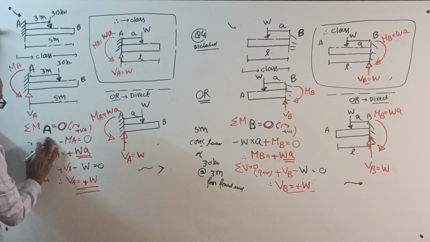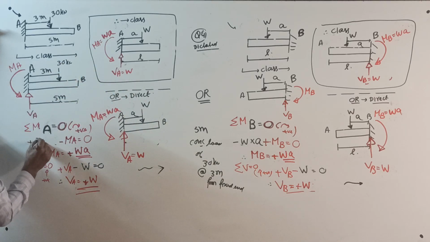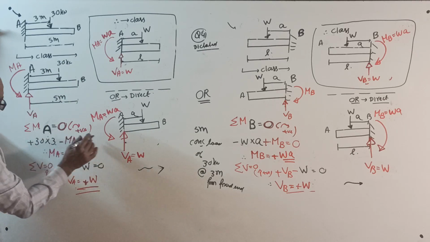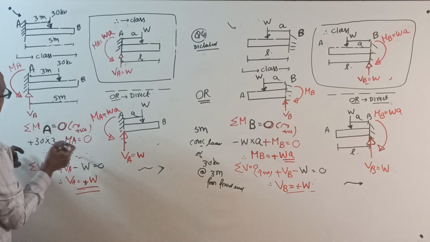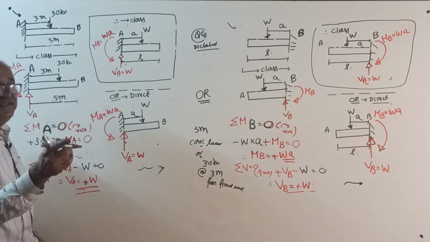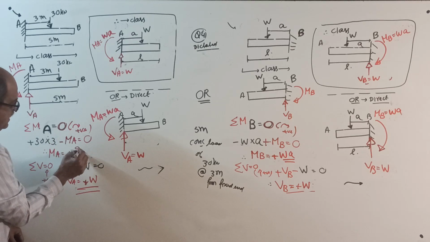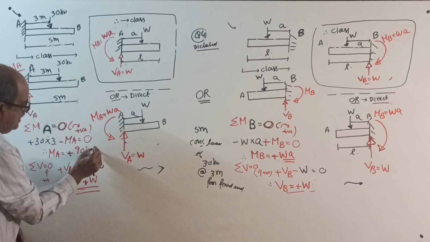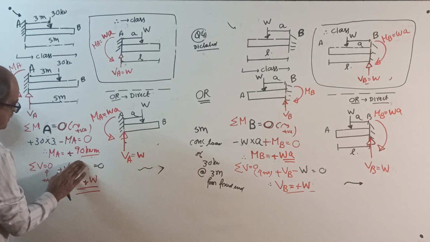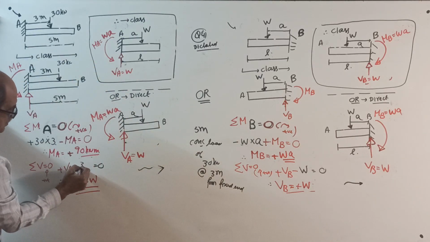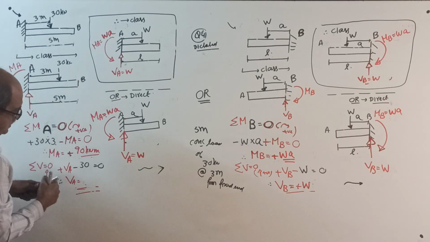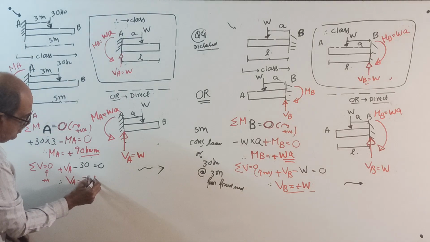Plus 30 into 3. Minus MA equal to 0. MA is, now you see, now unit is there. Now correct. Now kilonewton will come. 90 kilonewton meter. VA minus 30 equal to 0. VA equal to, see now unit is there, 30 kilonewton. Correct.